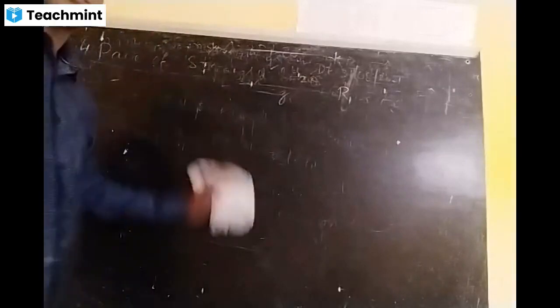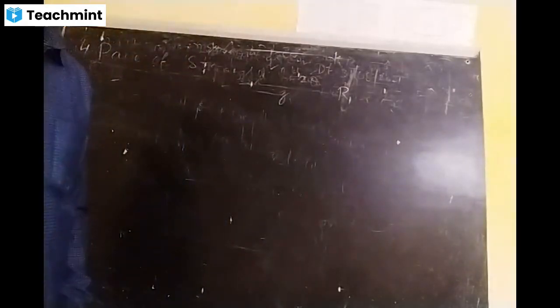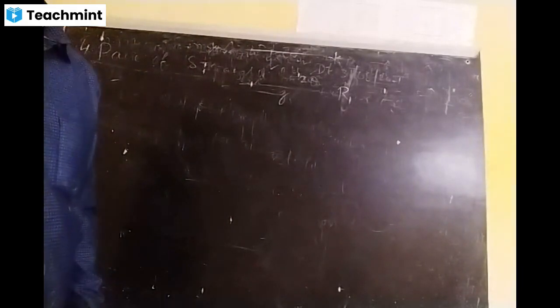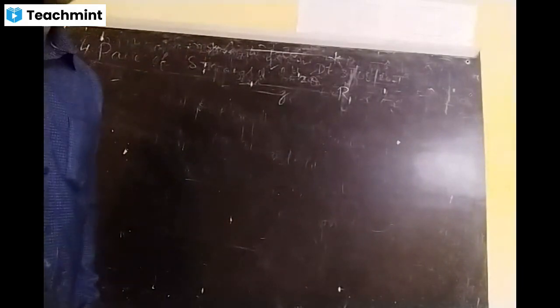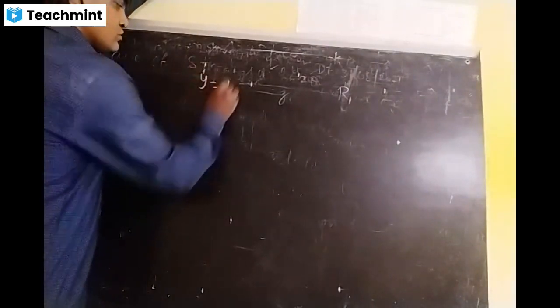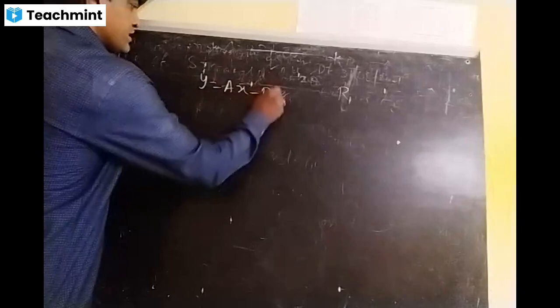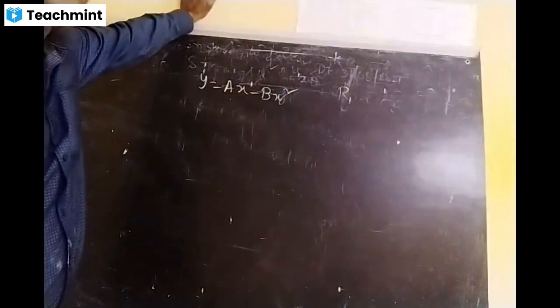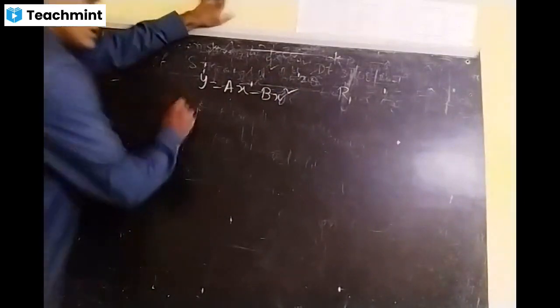Now let me give you further information regarding oblique projectile. Let me give you some additional information. Of course, sometimes you can expect these questions also in NEET. Now, what is the value of A? If you remember, y is equal to ax minus bx square. This is the equation of a parabola. What is the value of A?